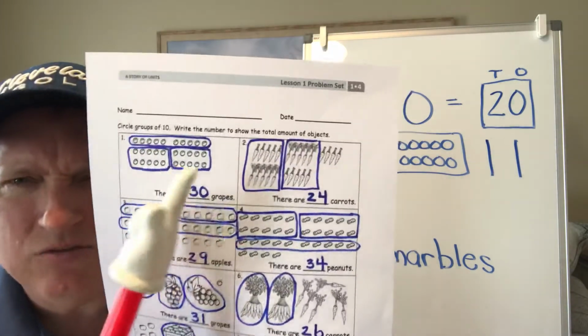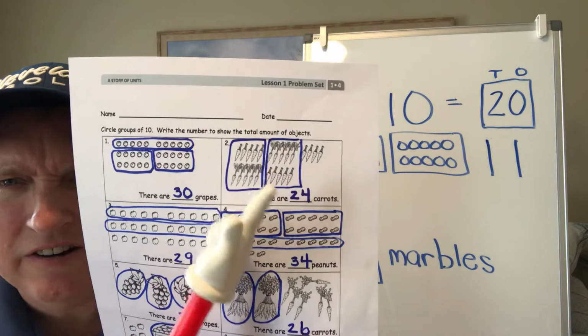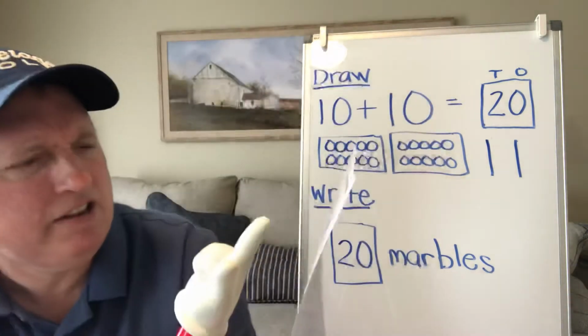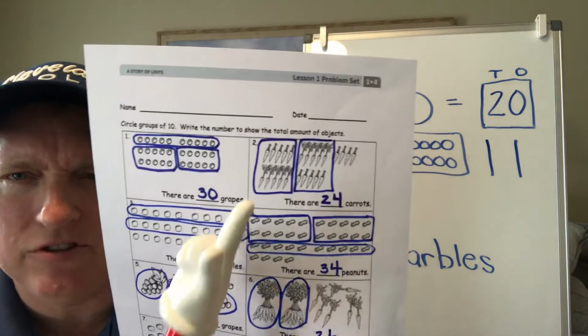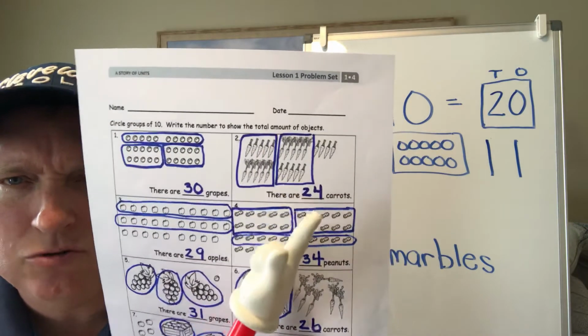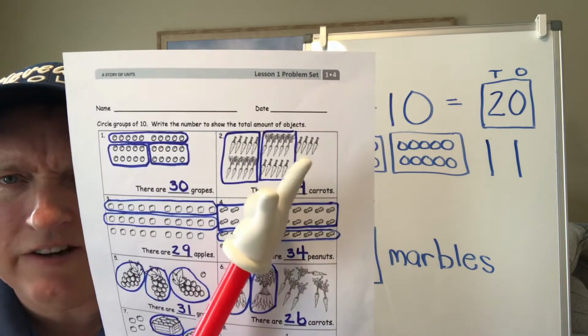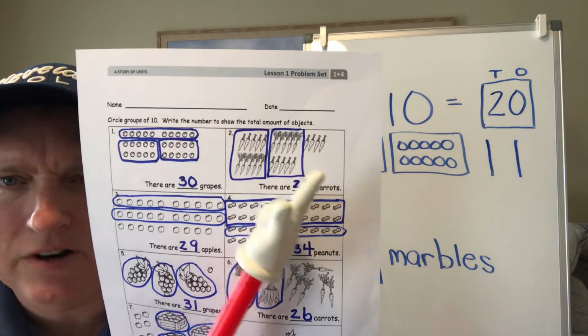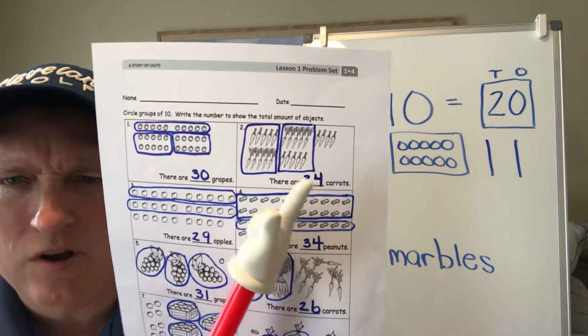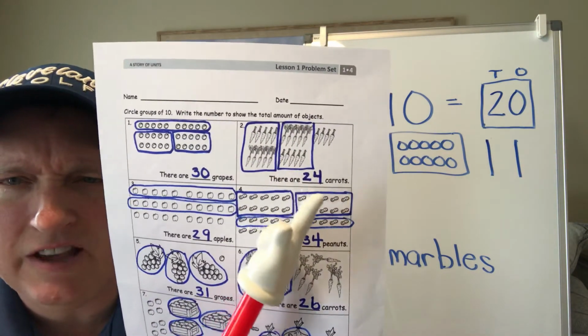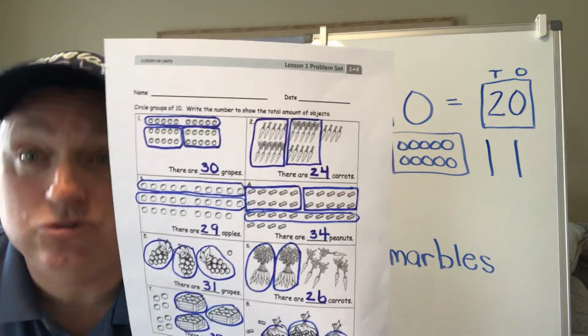Same thing for the next one. I made bundles here and here. So I had, oh, did I write that right? Yes, I did. Okay, for backwards it looks weird. I have 2 bundles of 10, and over here I do have loose ones that are not part of a bundle, and there's 4 of them. So that's in the ones place. 2 bundles are in the tens place, and the answer is 24.